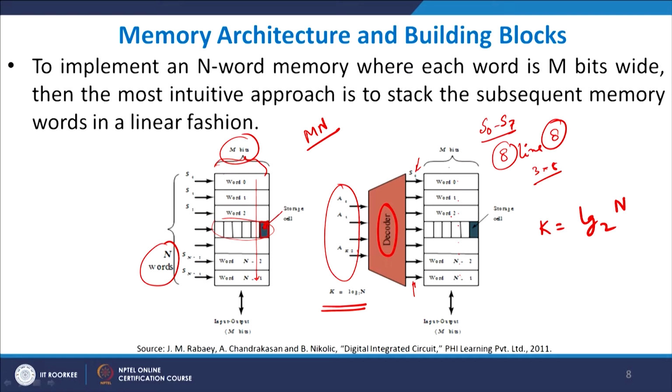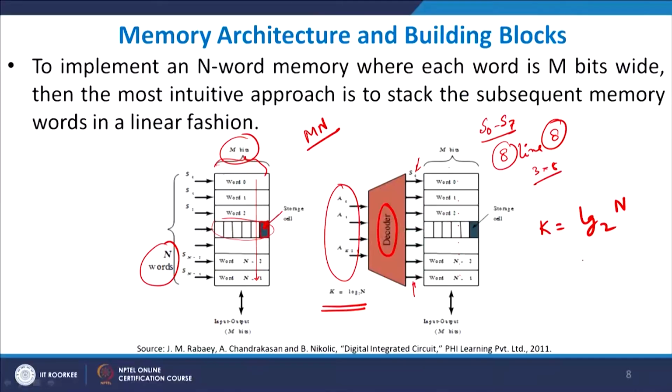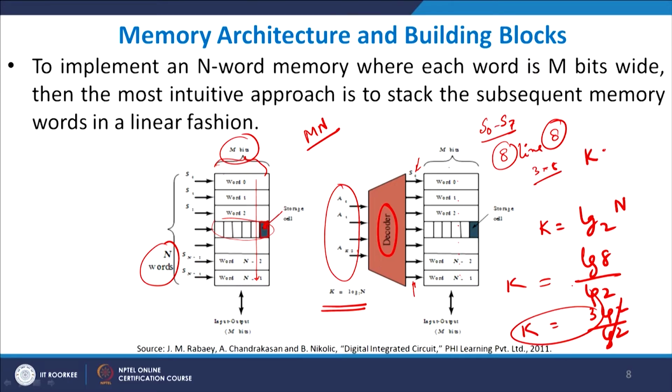So if the number of words is, say, 8, then log 8 you will get, and therefore k will be equal to log 8 by log 2. This you can break down into 2 to the power 3, so this will be 3 log 2 by log 2, and therefore log 2 will get cancelled out, and k equals 3. So k equals 3 means you require 3 bits here, A0, A1 and A2, as the decoder input bits, right.